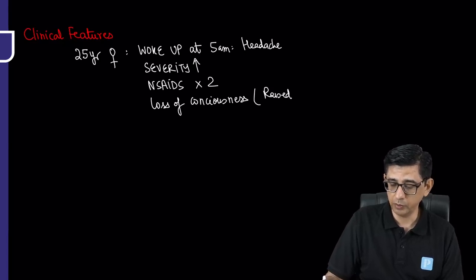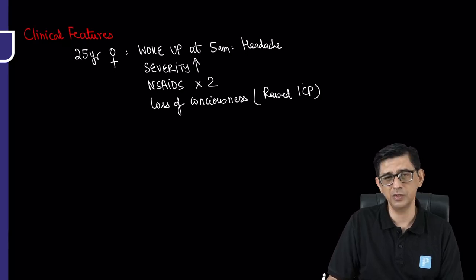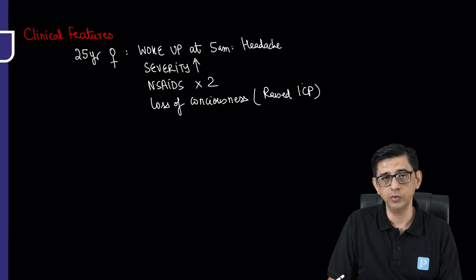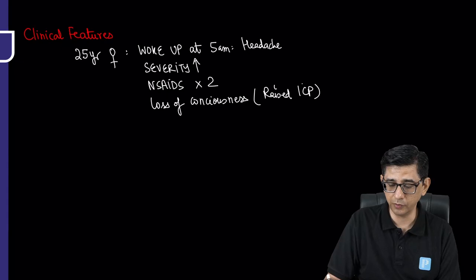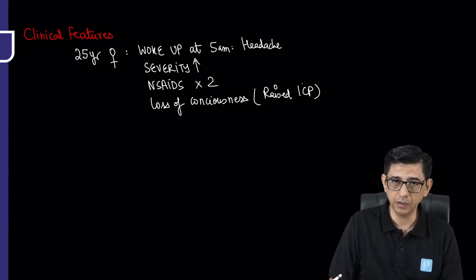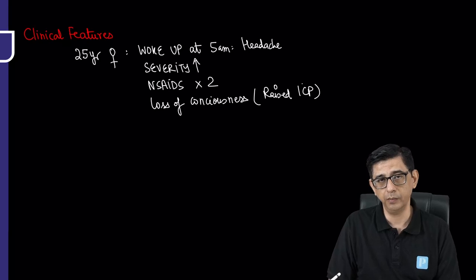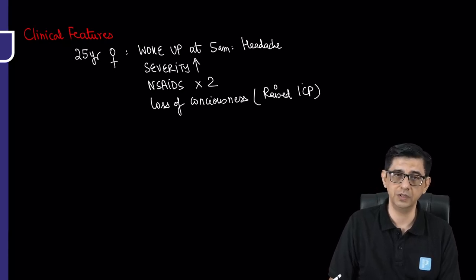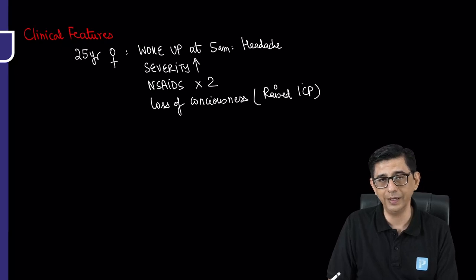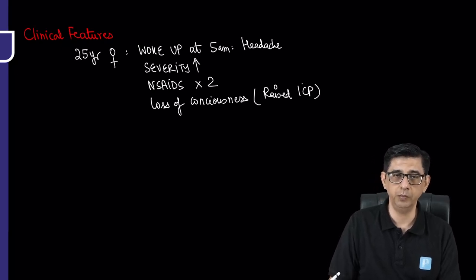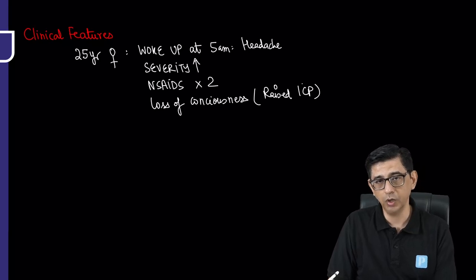And in fact, one of the standard MCQs that is always asked is: what is the most reliable feature for evaluation of raised ICP? Then it's going to be loss of consciousness. Don't answer sixth nerve palsy. Do not answer projectile vomiting. Do not answer headache. Yes, they are present, but the most reliable clinical feature which is suggesting a raised ICP would be a decrease in the sensorium, where the patient will progress from a stuporous condition to a comatose patient.